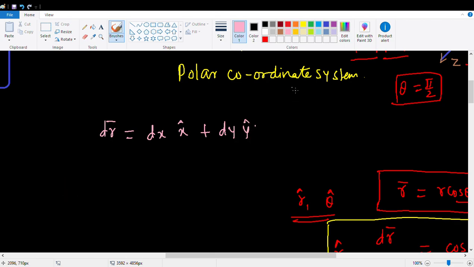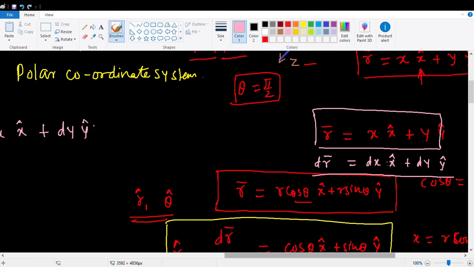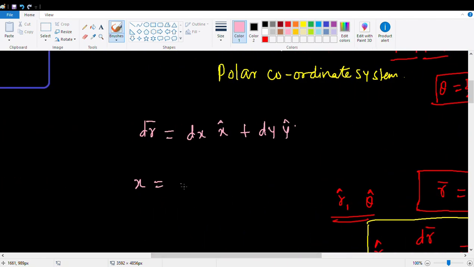Okay, now what I am going to do is that since we know x is equal to r cos theta, from here you can see that this is my x, so this is my r cos theta. Now y is my r sin theta. We have already analyzed this thing.